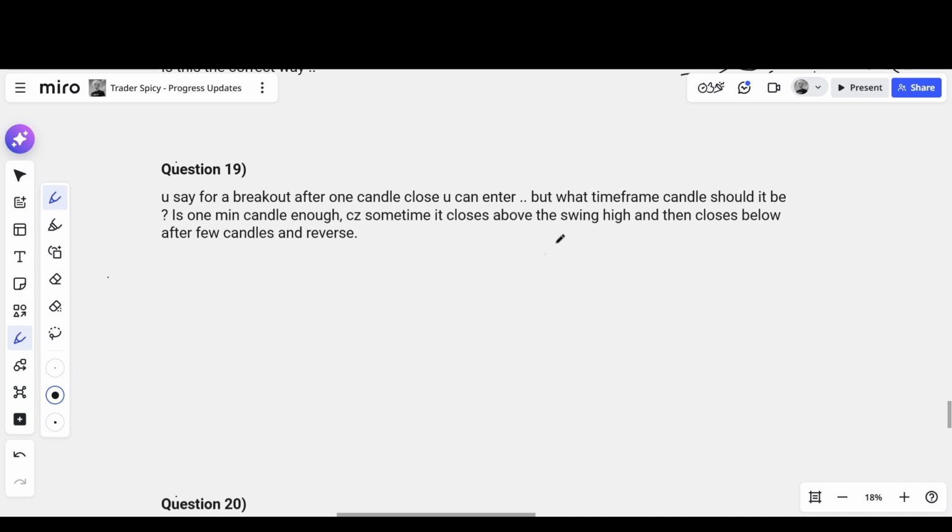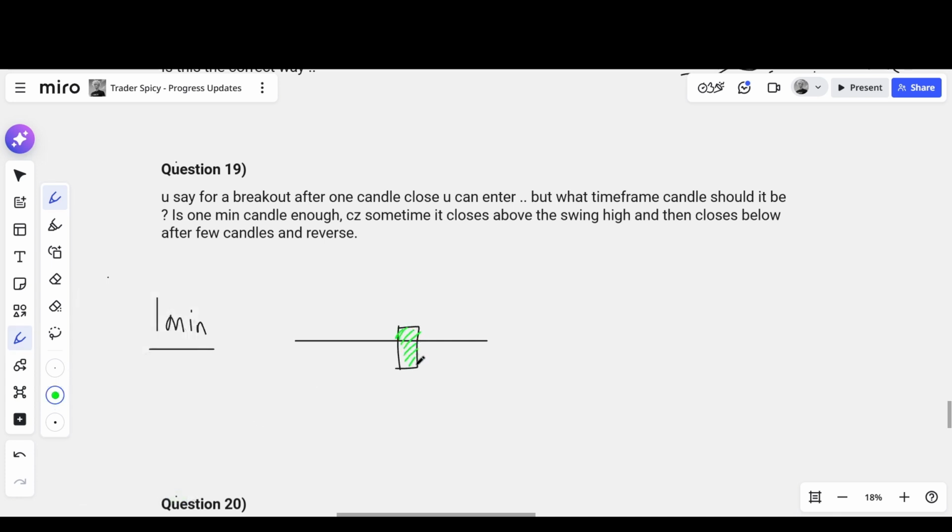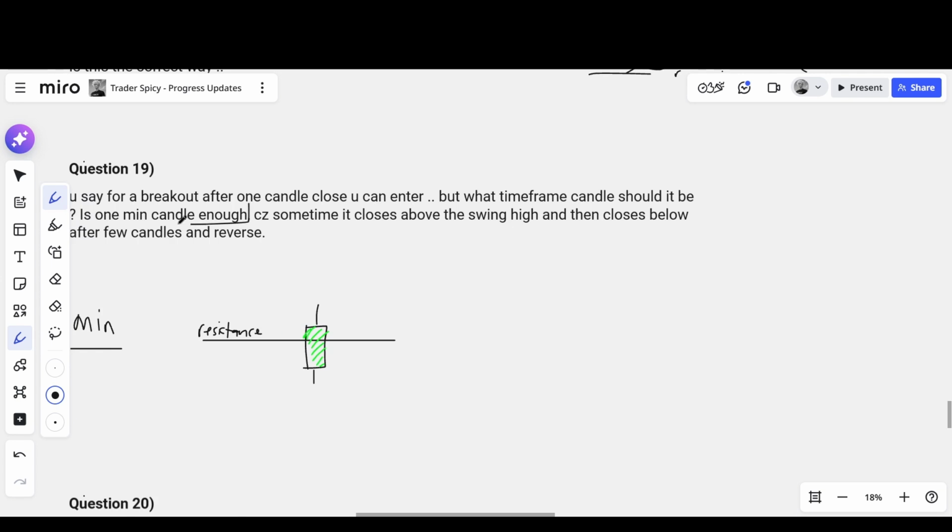Okay, two parts of this question that I want to address. What time frame candle should it be? It is whatever time frame you are currently executing trades on. So for me, that would be the 1 minute time frame, which means if I have a resistance level and I get a green candle above the resistance, which closes above the resistance level, then this is my entry trigger and I'm good to go. I can enter the trade. So the 1 minute is fine.